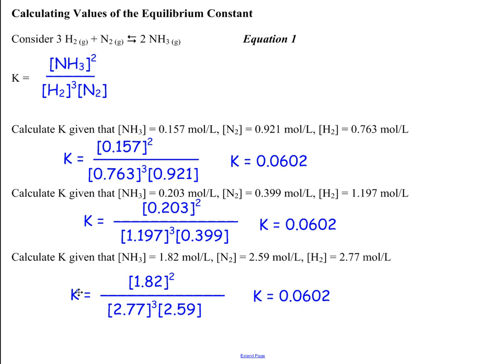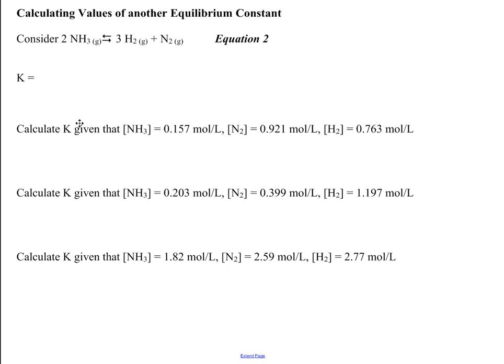Let's take a look at a second equation. We have ammonia breaking down into hydrogen and nitrogen. So the first thing we're going to do is write the equilibrium expression. Hydrogen cubed times nitrogen over ammonia squared. We're starting off with products over reactants. So now, at this set of equilibrium conditions, let's see if we can calculate the equilibrium constant.